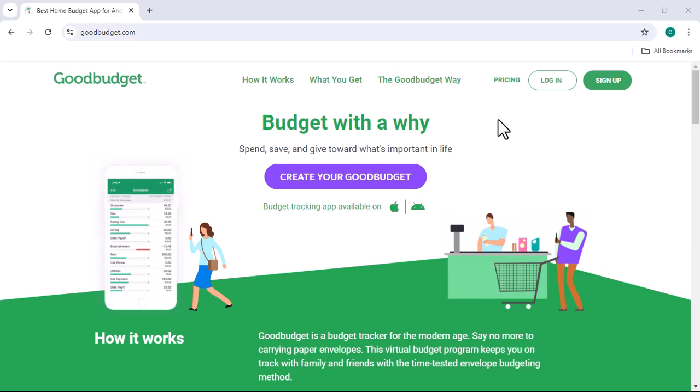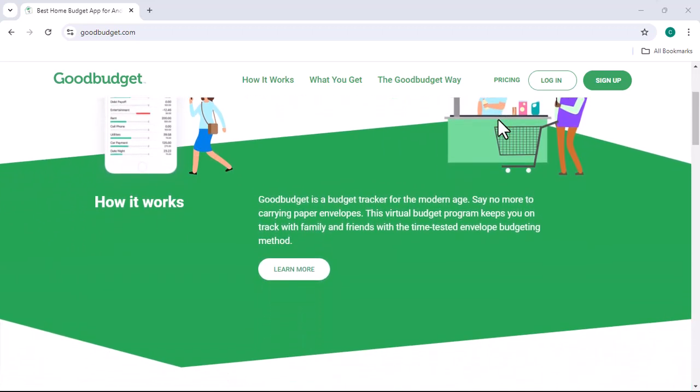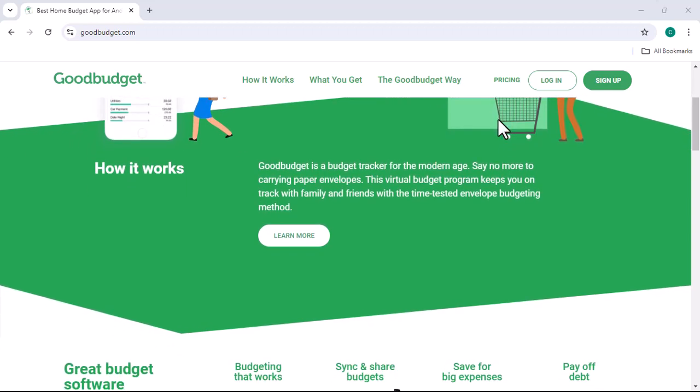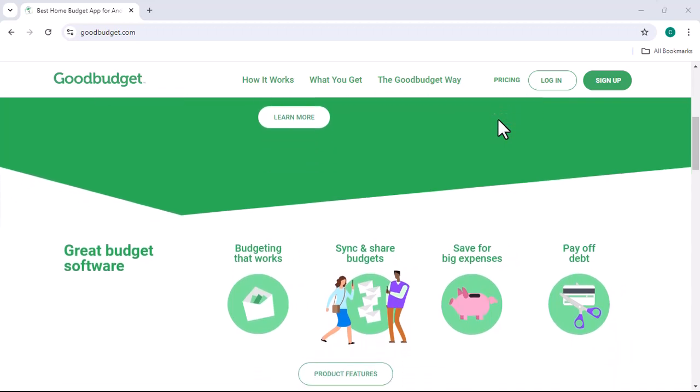Goodbudget also has different types of envelopes, like regular envelopes for monthly expenses, and annual or goal envelopes for things you save up for over time, like car insurance or a vacation.